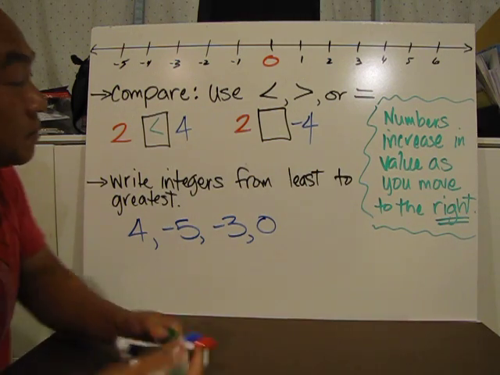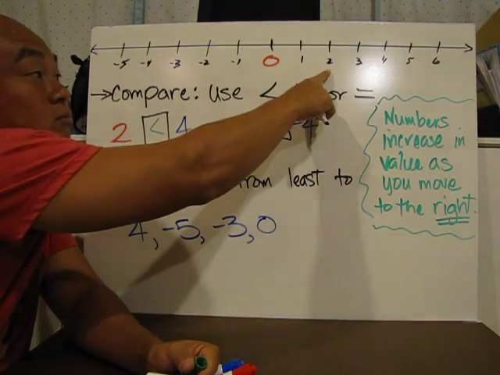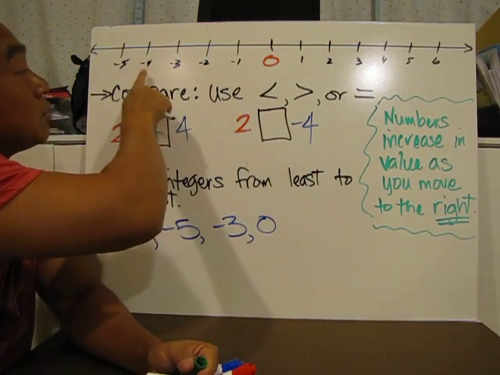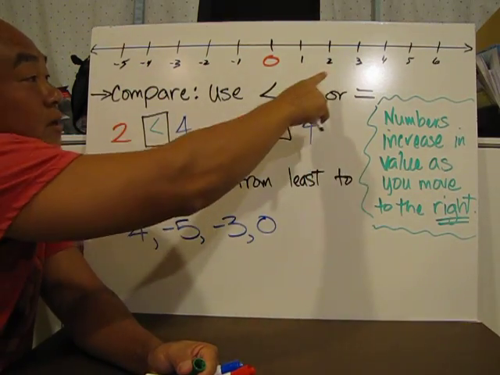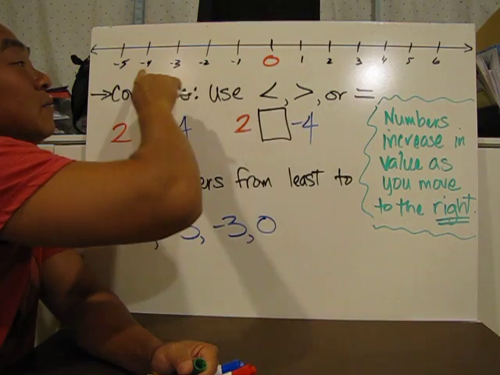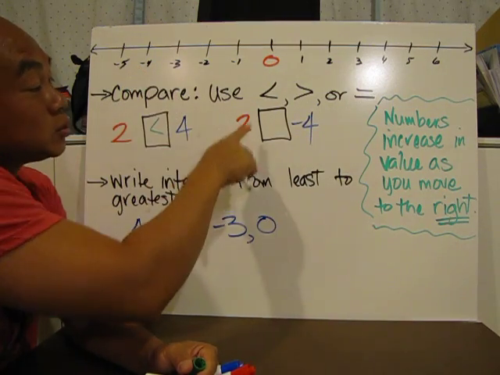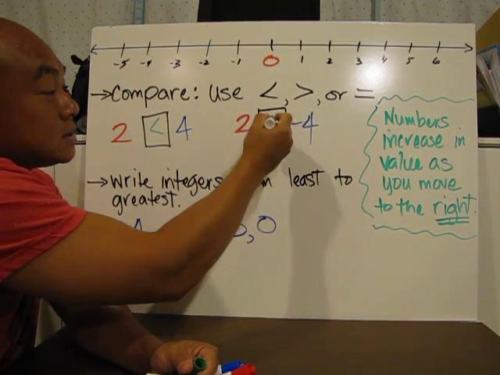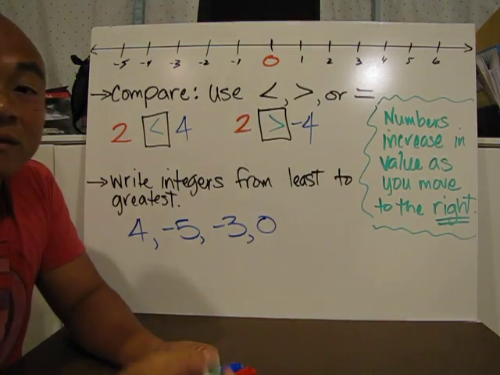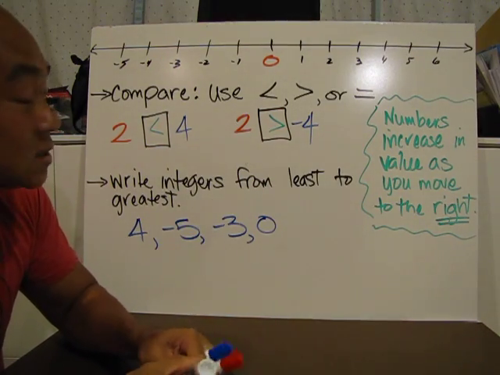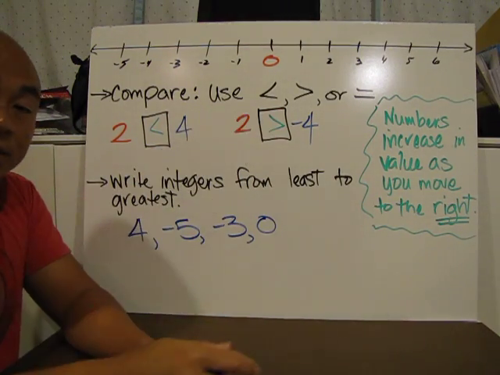Now let's look at the next one. Here's our 2. Here's our -4, which is right here. And if you look at it, 2 is way further to the right than -4, which would make it that the 2 is bigger in value than -4, because it is further to the right on that number line.